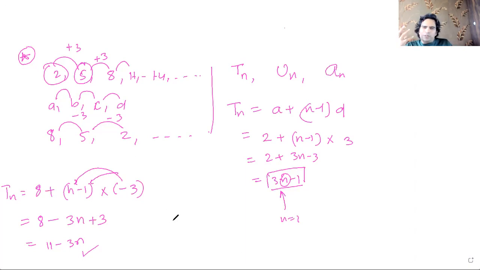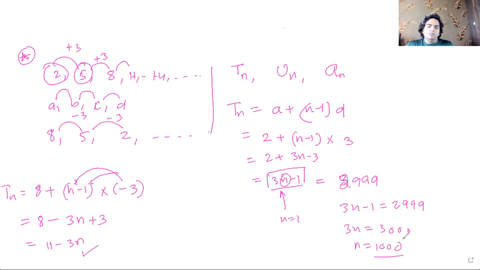There can also be some useful questions, like finding which term will be 2,999. In that case, you just equate 3n minus 1 to 2,999. And so you get 3n is nothing but 3000. So n is nothing but 1000. So the 1000th term, when you find it out, will be 2,999 according to the first sequence. So this is the use of the arithmetic sequence.